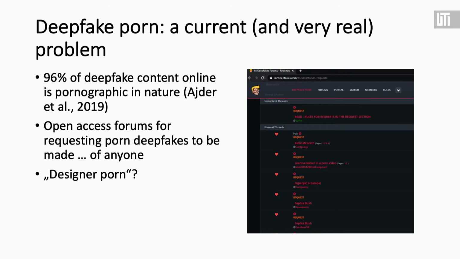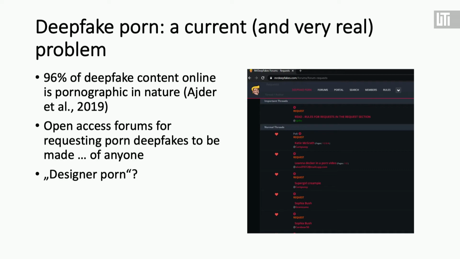Now, in a 2019 study, it was found that 96% of deepfake content currently online is pornographic in nature. So this leaves only 4% for all the other, political or funny deepfakes. And there are also open access forums where you can go, register, and request that deepfakes be made.